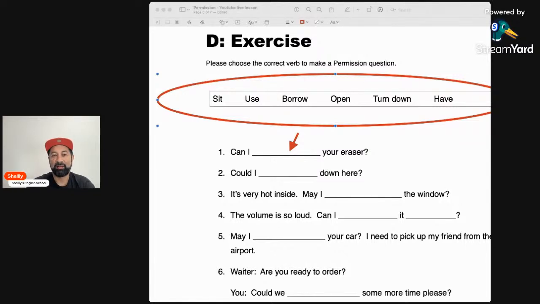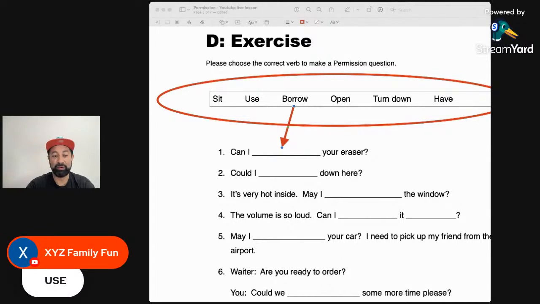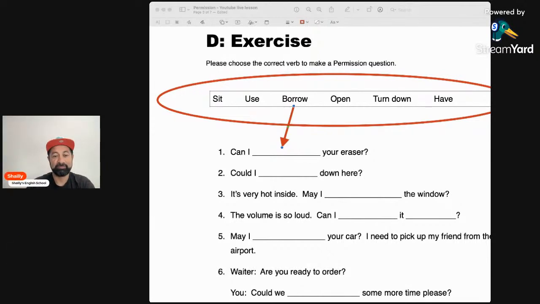Okay, so I'll start the ball rolling here. For me, I will choose, "Can I borrow your eraser?" XYZ also, very good. "Can I use your eraser?" That is also correct. Mitsuko, "Can I use your eraser?" Perfect. All right, so everybody had a different answer than me. I said, "Can I borrow your eraser?" So we have two possible answers here. Okay, let's move on. What about number two? "Could I something down here?"